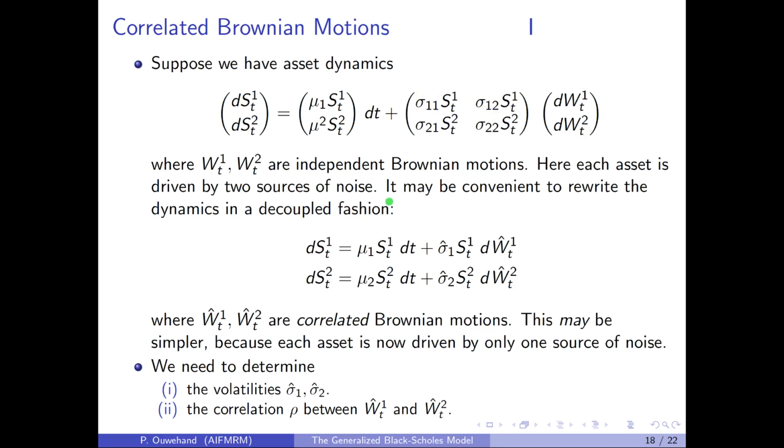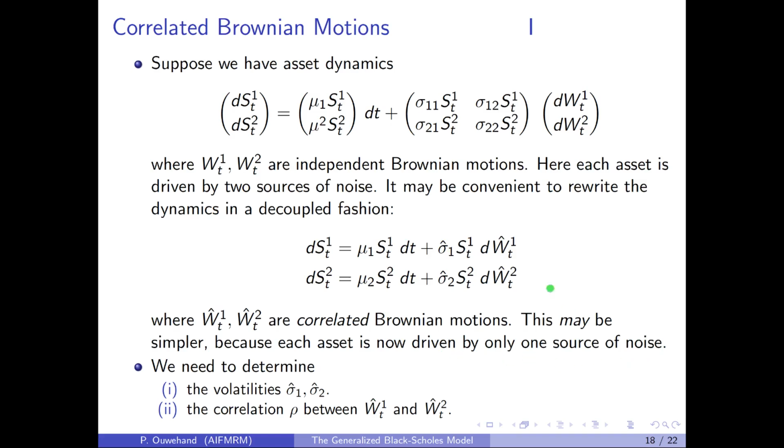Now it is often convenient to rewrite the dynamics in a decoupled fashion as follows, where each asset still has the same drift, where each asset has its own volatility number, sigma hat, rather than volatility vector, and is driven by its own Brownian motion, W hat, which is one-dimensional. In this case, the Brownian motions W1 hat and W2 hat are correlated. Such a setup may be simpler because each asset is now driven by only one source of noise.